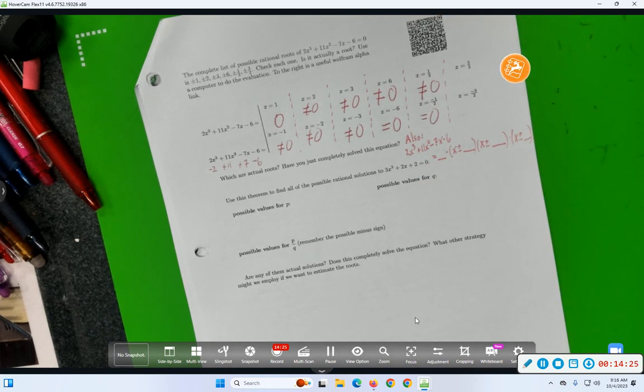Neato. So is there even any reason for me to check plus or minus 3 at this point? What's the degree of this polynomial? 3. So what's the number of roots that it could have? 3. So those couldn't be roots anyway. So I don't really need to check them. And so I think I won't.